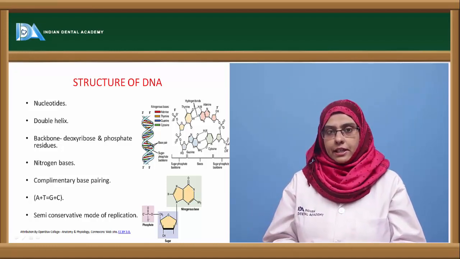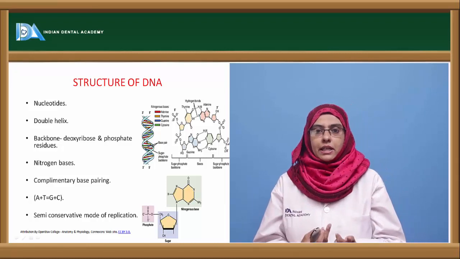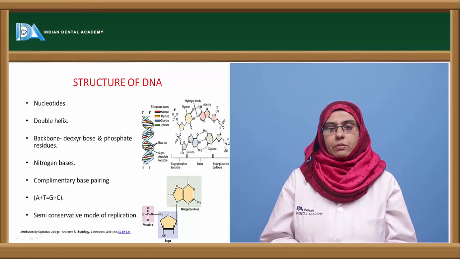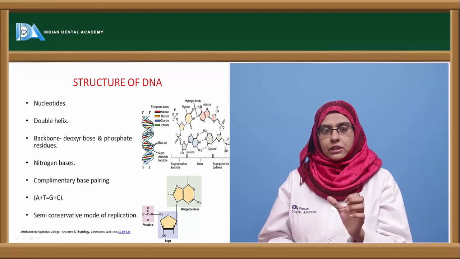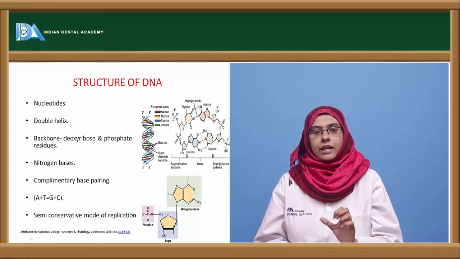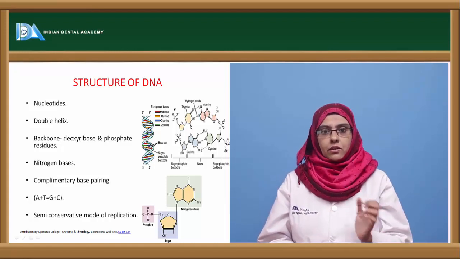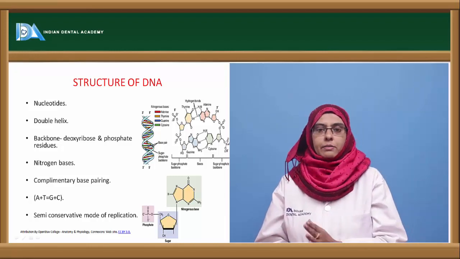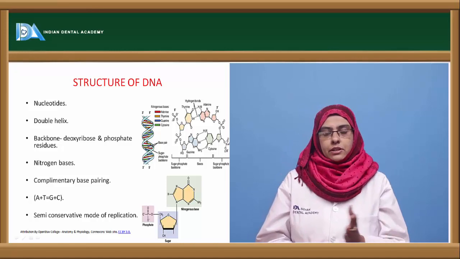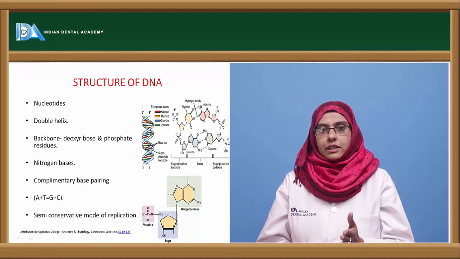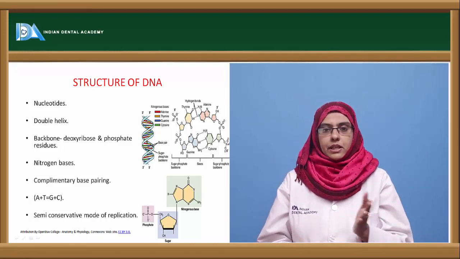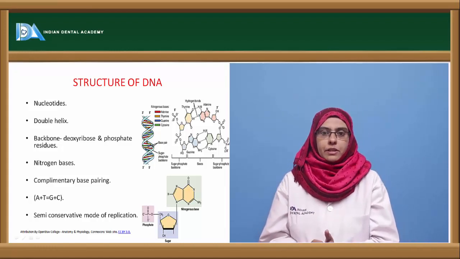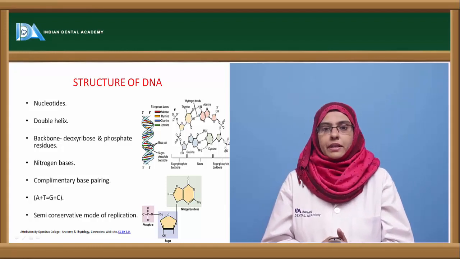You can see the image. They are wound around each other as a double helical structure, and the backbone of DNA is made up of deoxyribose sugar and phosphate. To this deoxyribose is attached one of the four nitrogen bases called adenine, guanine, thymine and cytosine. Among the four, two are purines and two are pyrimidines. That is, adenine and guanine are purines, and thymine and cytosine are pyrimidines. Purines always pair with pyrimidines. This type of pairing is called complementary base pairing.